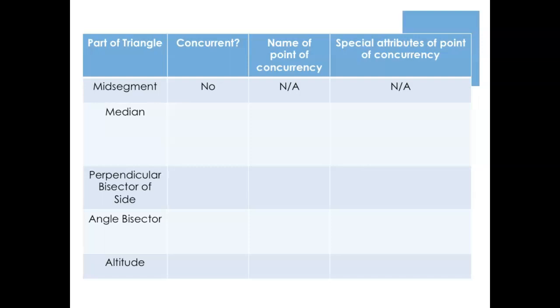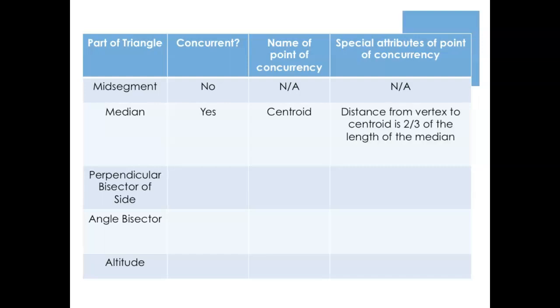Now the medians, those are concurrent, and the point of concurrency is called the centroid. Now the centroid divides the median into two parts, where one section is going to account for 2/3 of the distance, and the other side is going to account for 1/3 of the distance. So the distance from the vertex to the centroid is 2/3 of the length of the entire median.